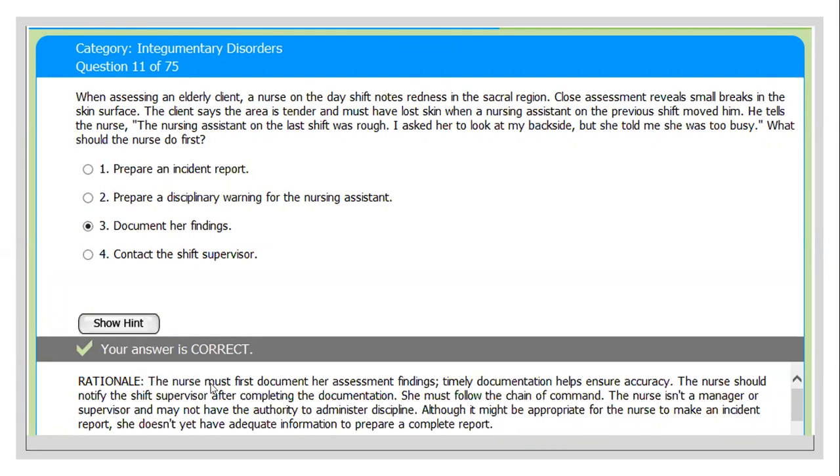The rationale: the nurse must first document her assessment findings, and timely documentation helps ensure accuracy. The nurse should notify the shift supervisor after completing the documentation. She must follow the chain of command. The nurse is not a manager or supervisor and may not have authority to administer discipline. Although it might be appropriate for the nurse to make an incidence report, she does not yet have adequate information to prepare a complete report.